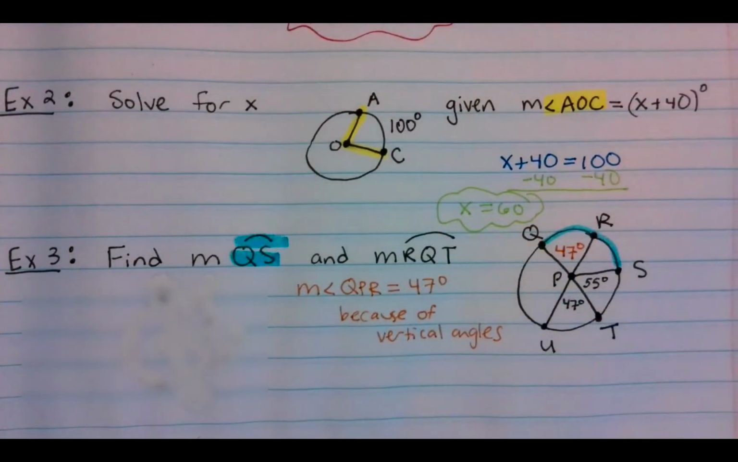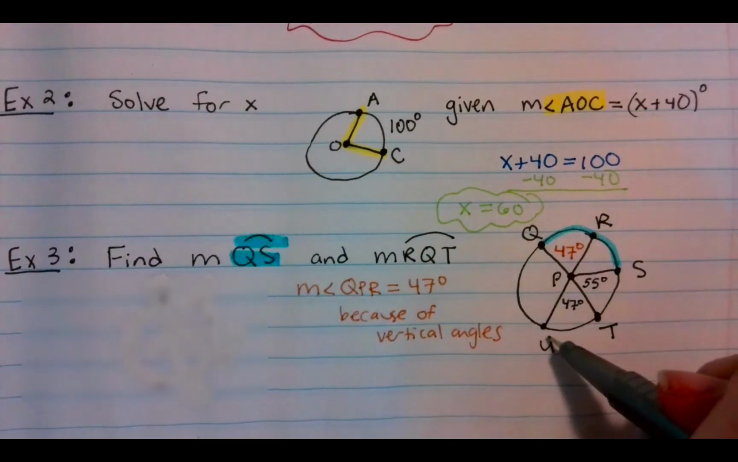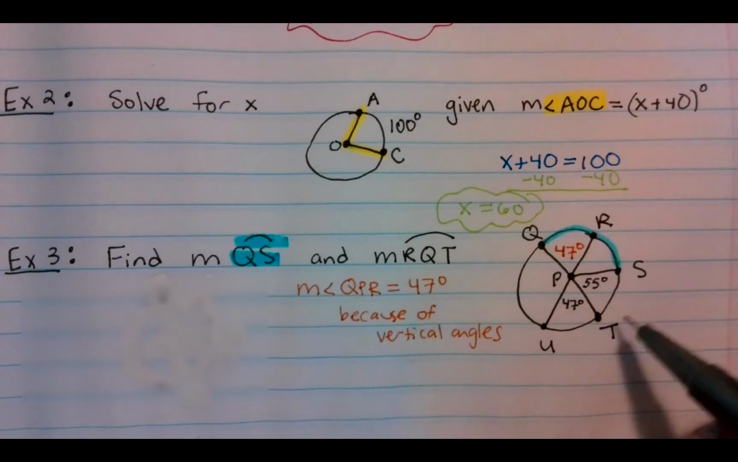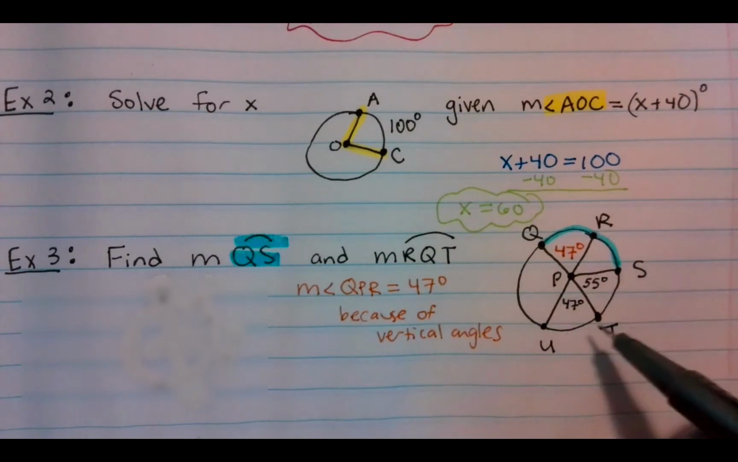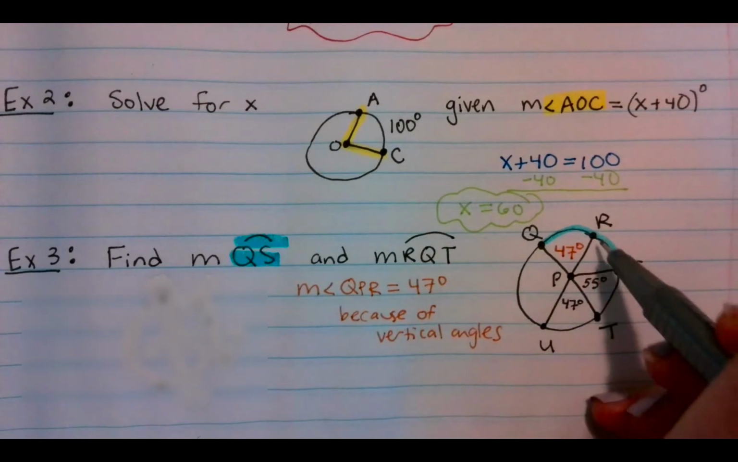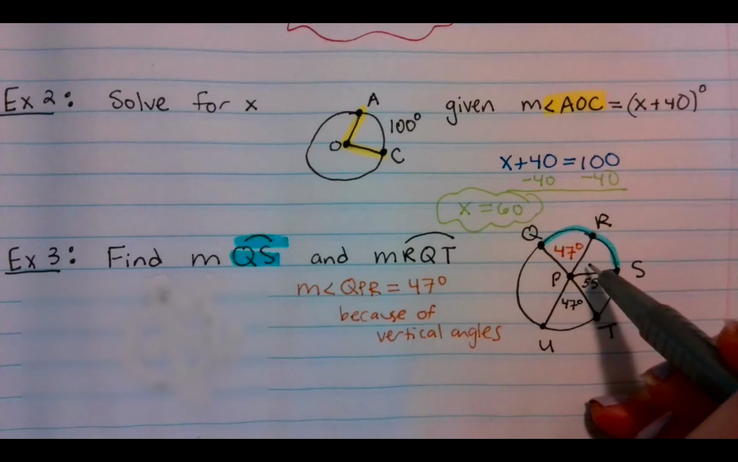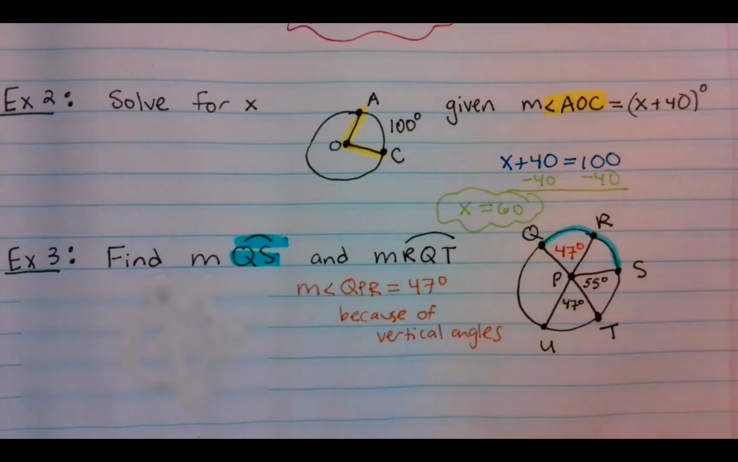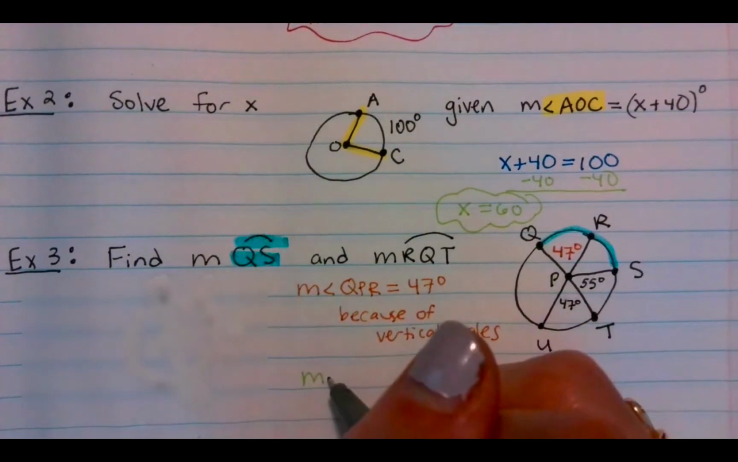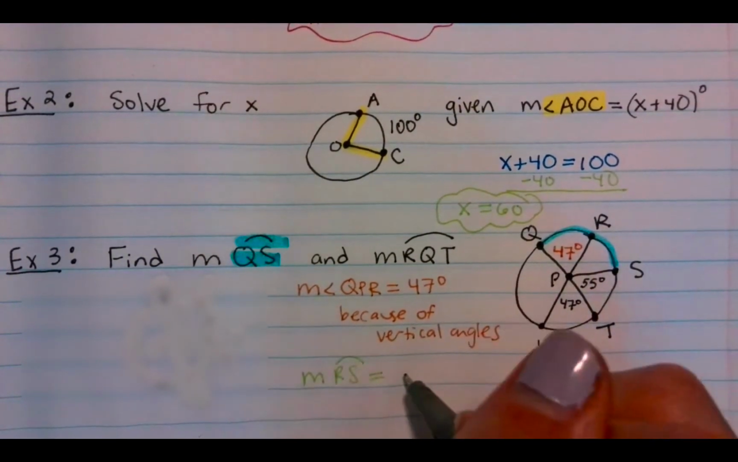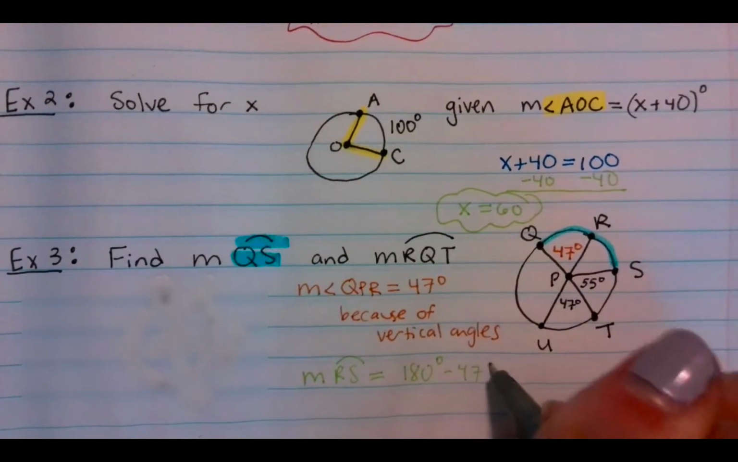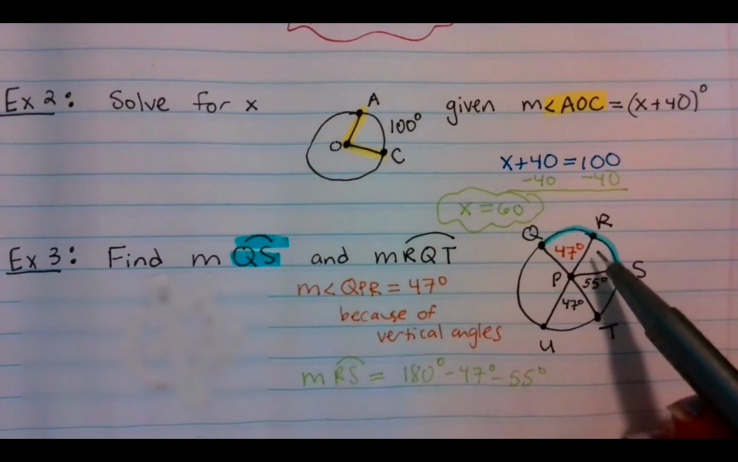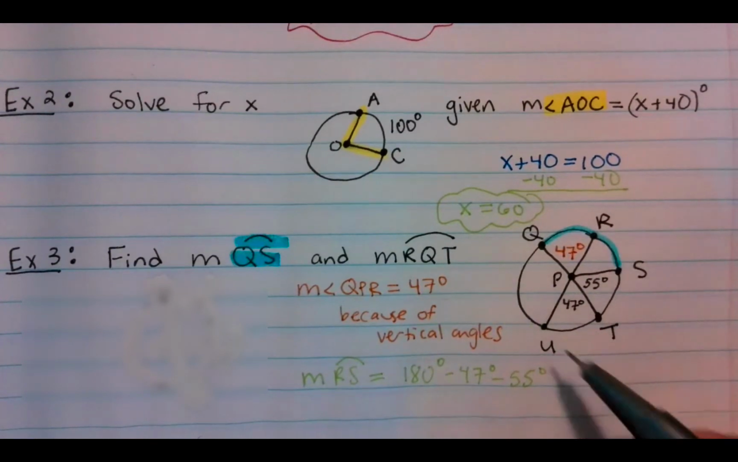Alright, what else do I know? I know that this whole arc from R to U is a semicircle. So that means that arc is equal to 180 degrees. So to find this missing piece right here, I'm just going to subtract 47 and 55 from 180. So I know that the measure of arc RS is going to be equal to 180 minus 47 minus 55, since this piece here is a semicircle.